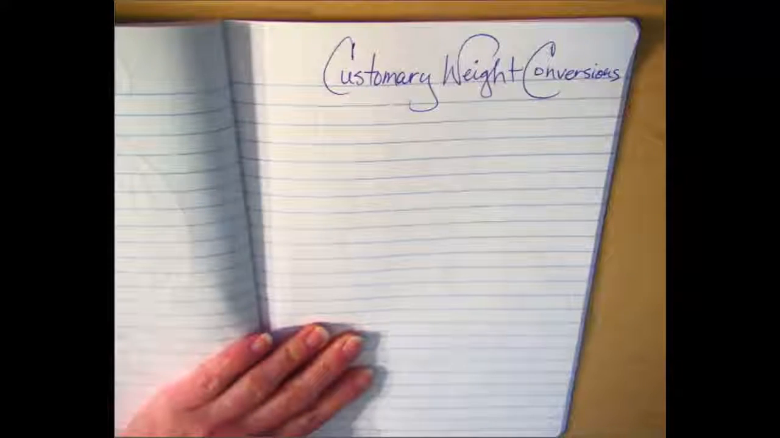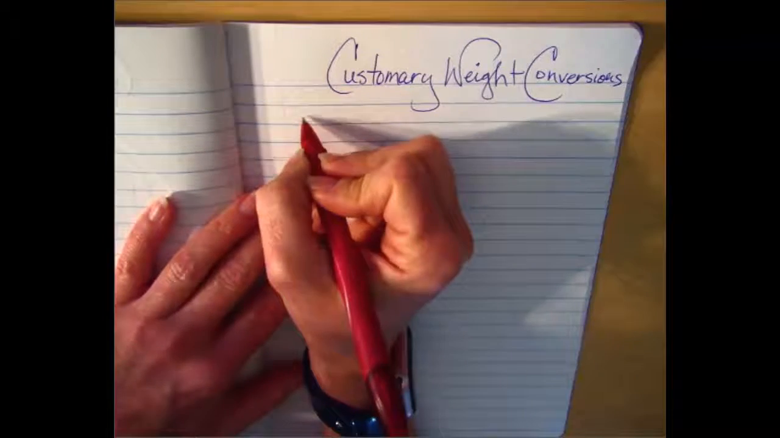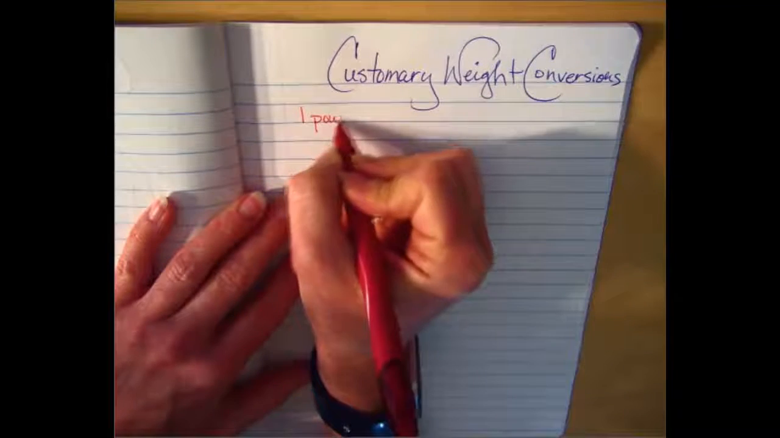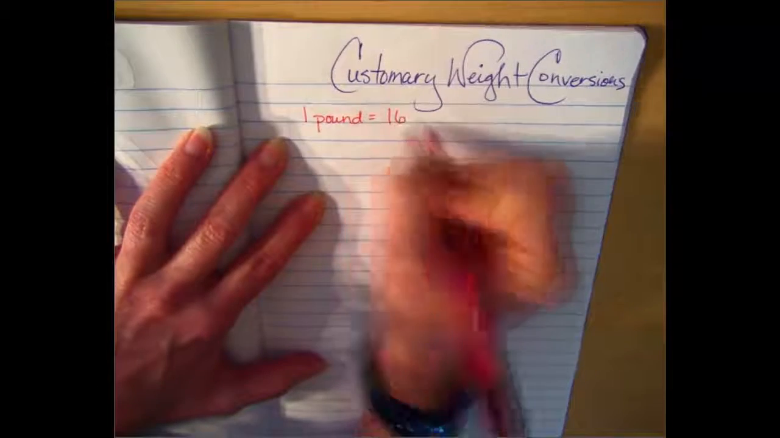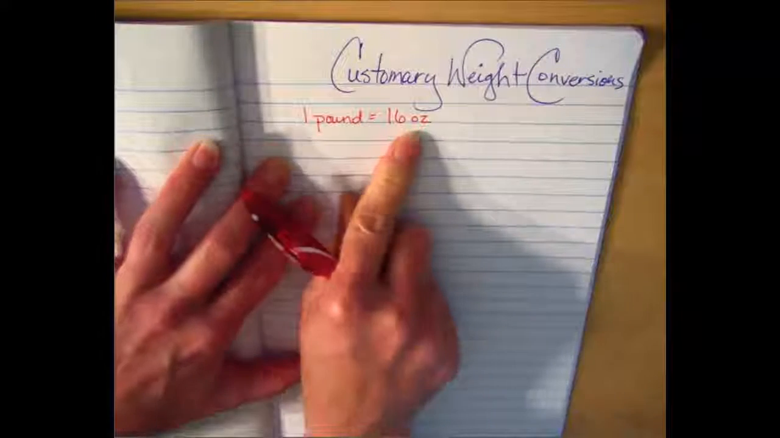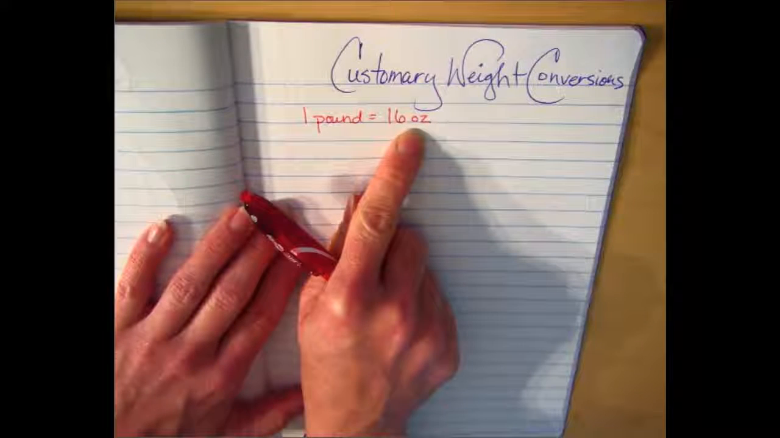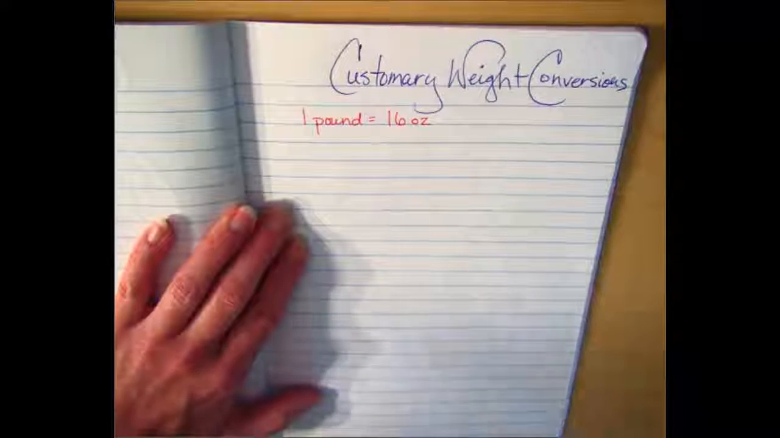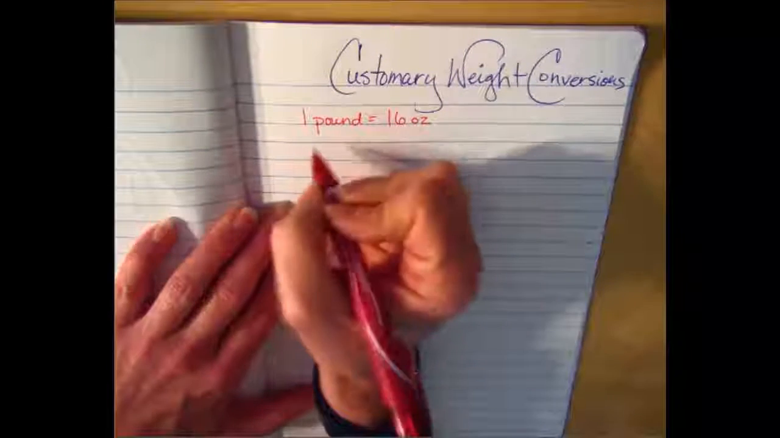So when we do customary weight conversions, this is the easy one, okay? Our table that we're going to look at will show you that 1 pound is equal to 16 ounces. This is different from fluid ounces, which we did yesterday. Fluid ounces, Kool-Aid cup, right? 16 ounces, something you weigh on a scale, okay? And we've done this in science quite a bit, so you guys should have that to think of.